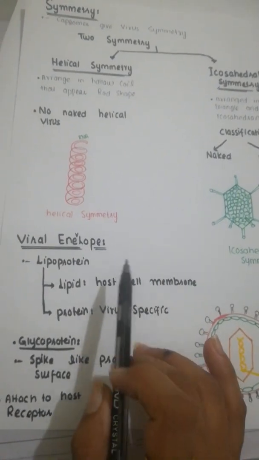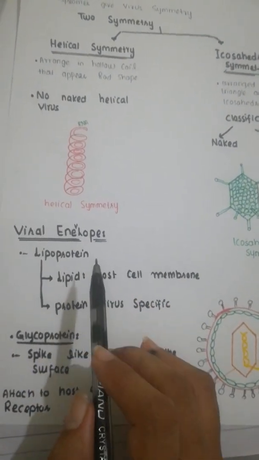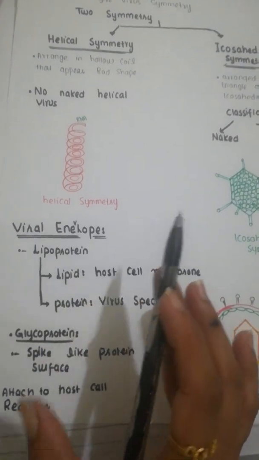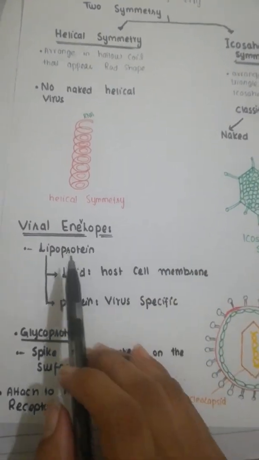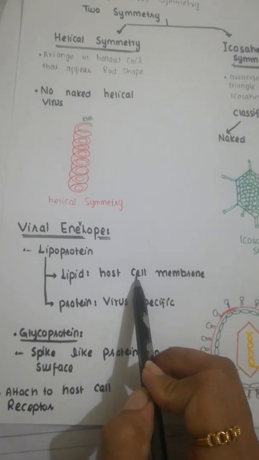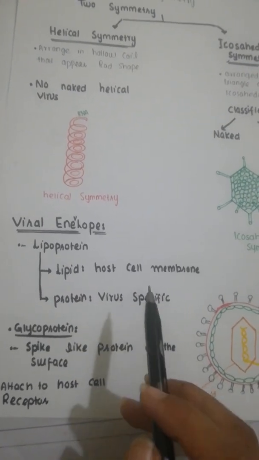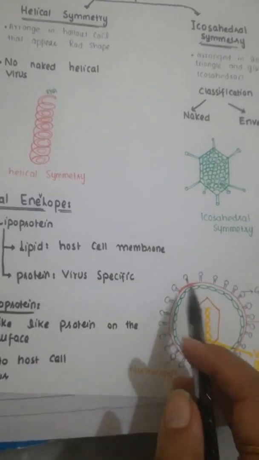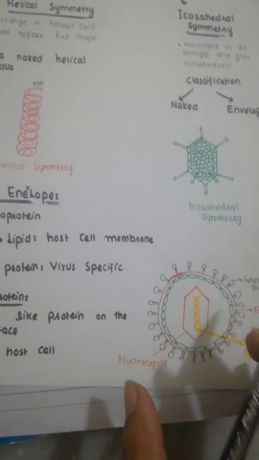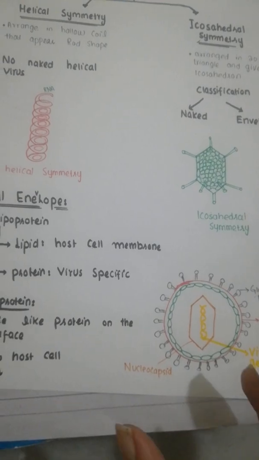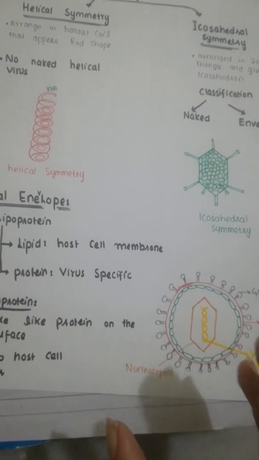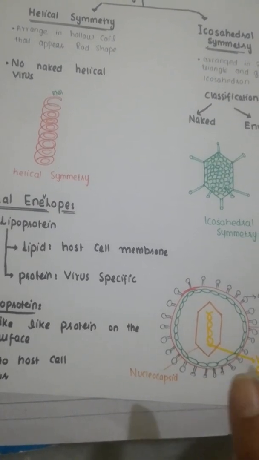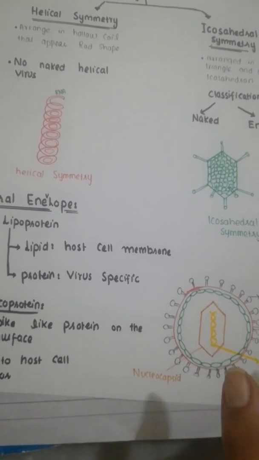Then we discuss the viral envelope. The viral envelope is composed of lipoprotein. The lipid is derived from the host cell membrane, and the protein is virus specific. Glycoproteins are spike-like projections, which you can see in this black color, and the function of this glycoprotein is attachment to the receptor on the host cell and during entry into the cell.